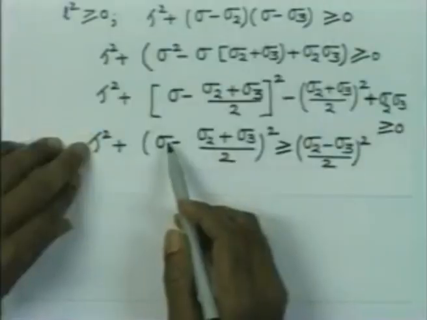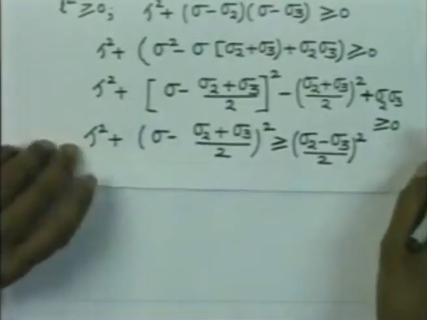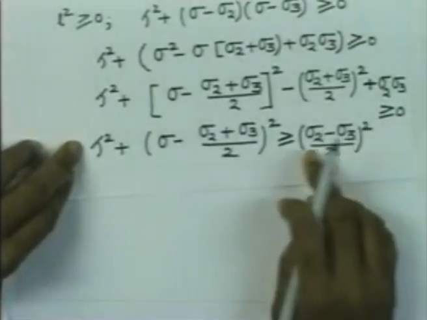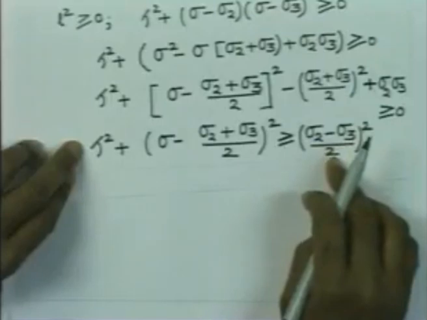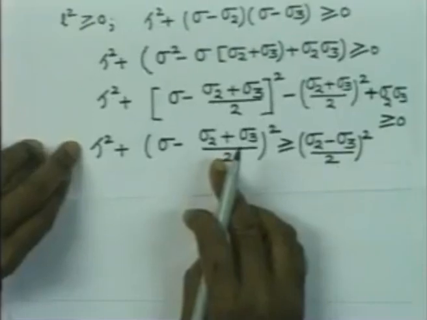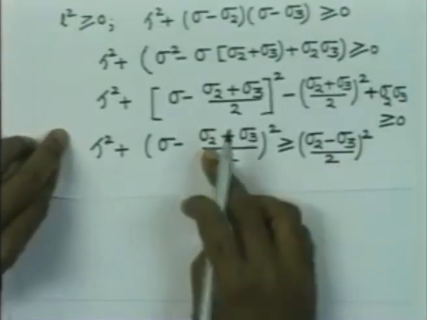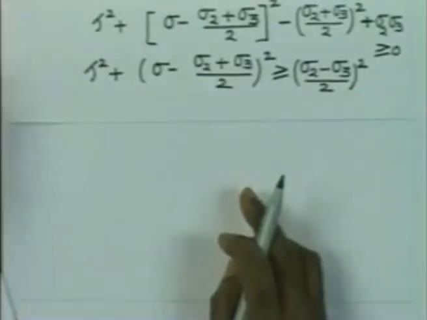It says that the stress tau and sigma which are acting on a plane passing through the point is going to lie on a circle of radius (sigma 2 minus sigma 3)/2, and whose center is located on the normal stress axis at a distance (sigma 2 plus sigma 3)/2. I would like to explain this further.